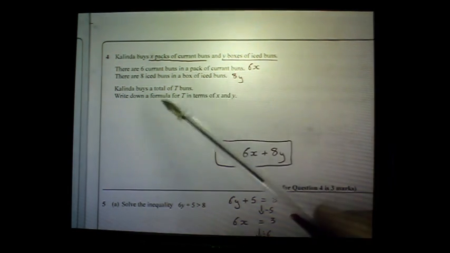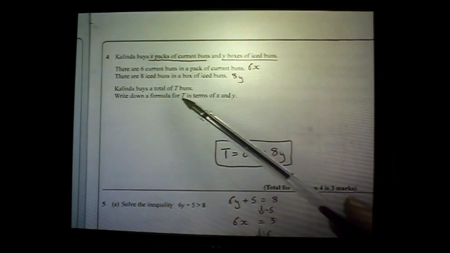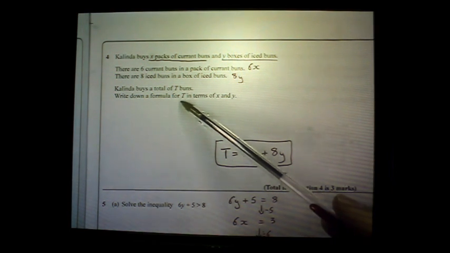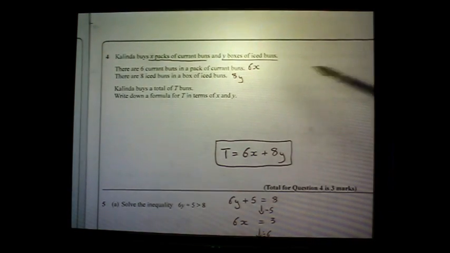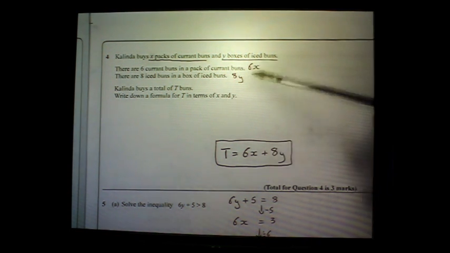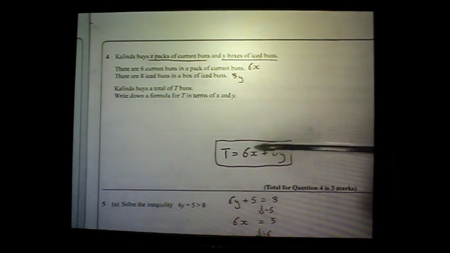Kalinda buys a total of T buns, so T stands for the total. Write down a formula for T. Well, the total is the number of currant buns she buys, which is 6x, add the number of ice buns, which is 8y. So you just simply add them up, like that.